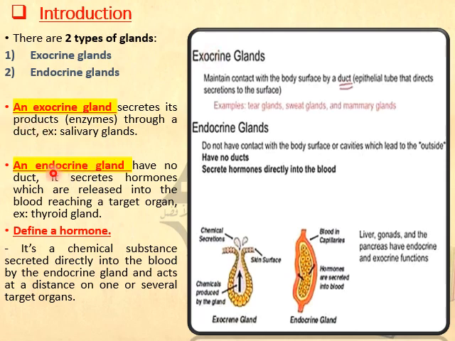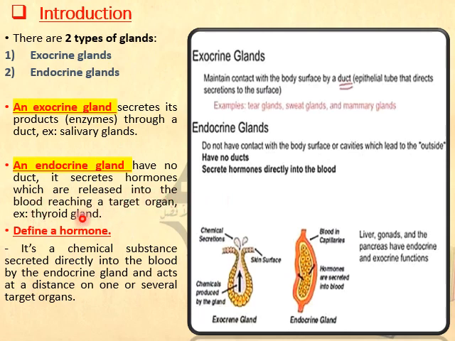What about an endocrine gland? Endocrine glands do not have contact with the body surface or the cavities. They do not have ducts. They secrete hormones directly into the blood in order to reach their target organ. So the endocrine glands secrete their hormones directly into the blood, and they flow through the blood to reach the target organ in order to act on.